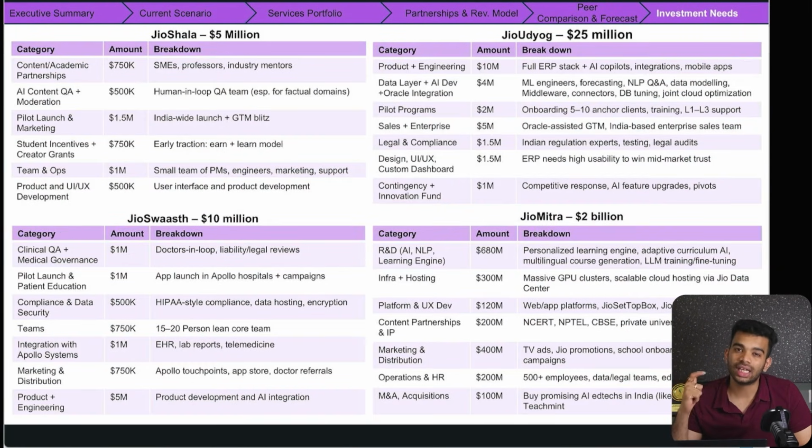The next one is the investment needs. How much investment is each of the verticals of JioAI going to need? And you also need to give a detailed bifurcation of why each vertical is going to need the money that it's going to need. You can't just write, let's say, $10 million for product and engineering. What exactly is going to go behind that product and engineering? Why do you need $10 million? You need to write about that.